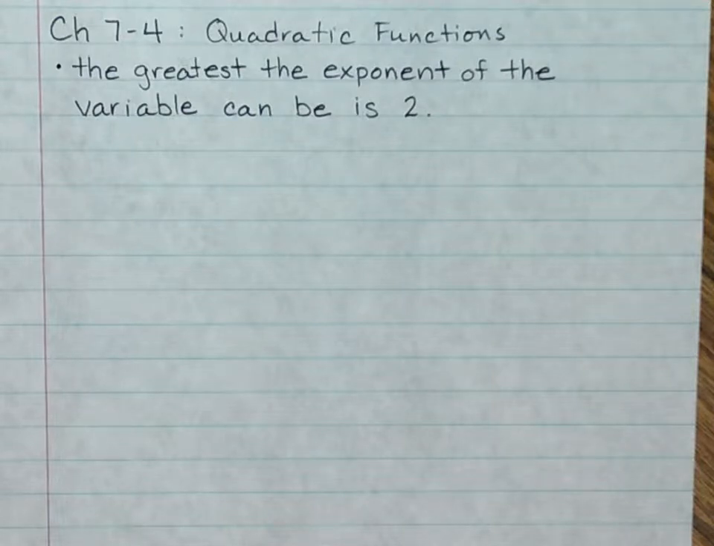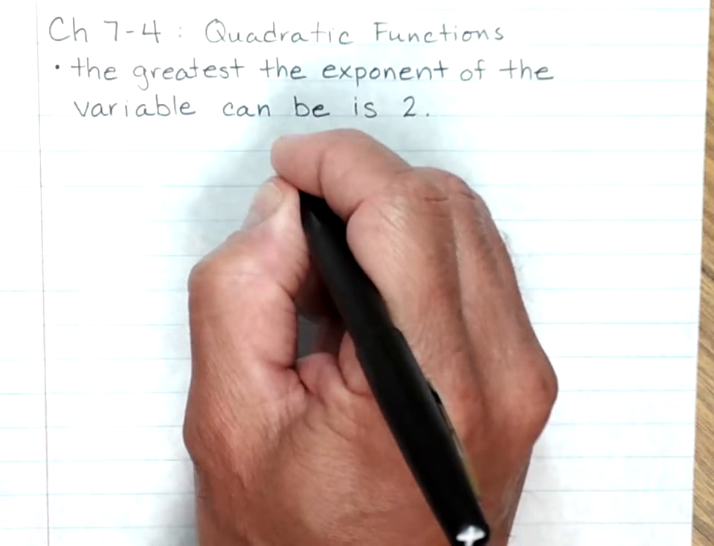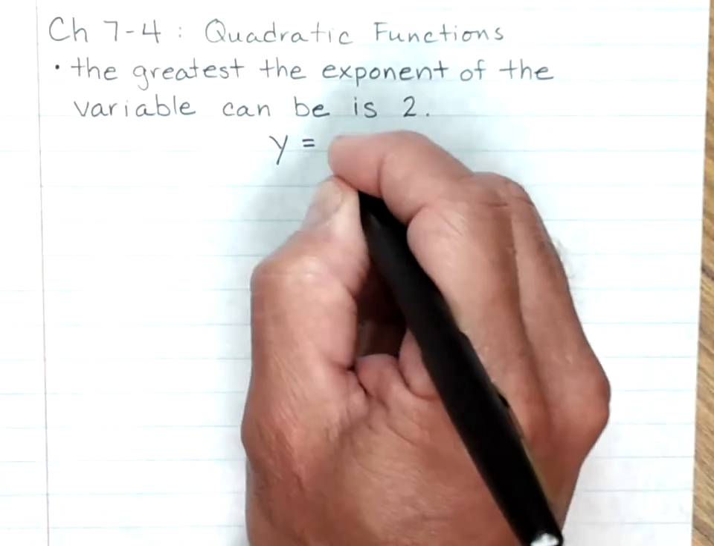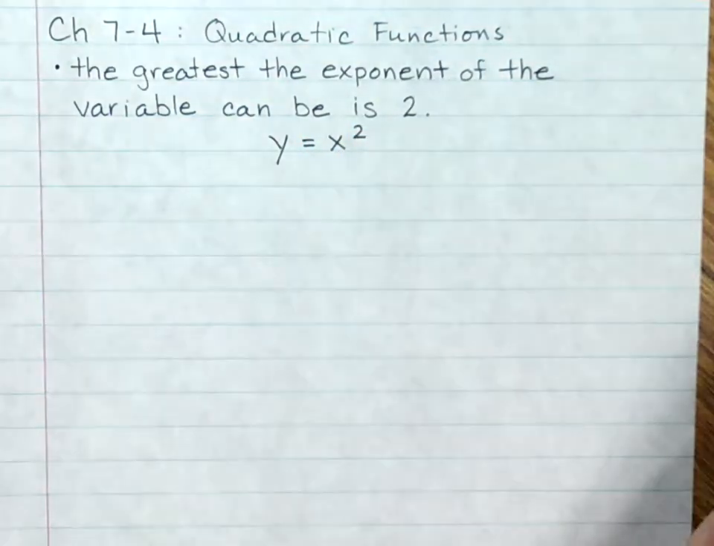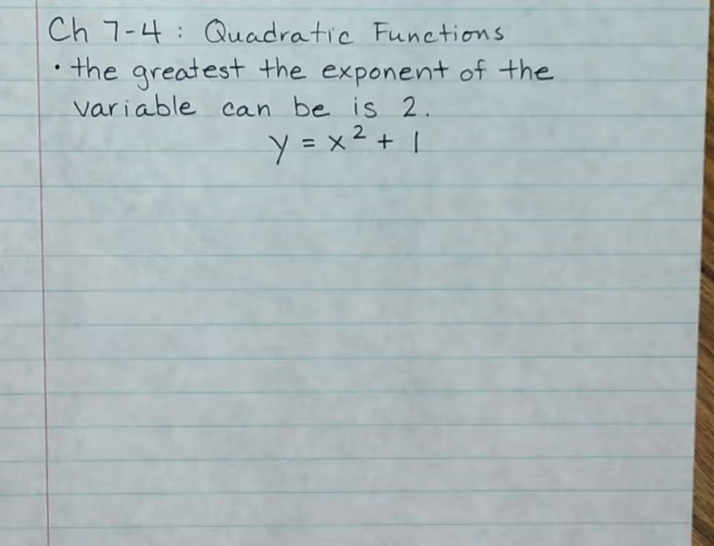I want you to try to figure out patterns between the functions themselves, the inputs and the outputs, and the graphing. Alright? So the first thing you need to write down is that the greatest the exponent of the variable can be is 2. Remember, you can pause this video at any time you need to. Some of you might be a little lost right now, but there's our variable and there's our exponent. And there's our constant. So our quadratic function is y is equal to x squared plus 1.